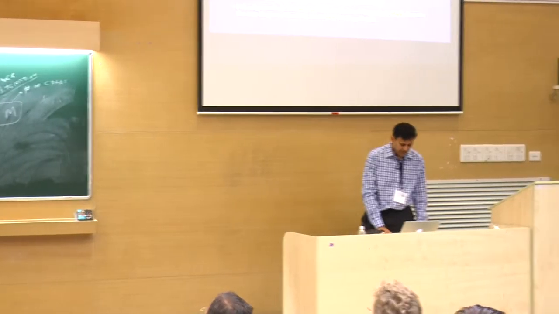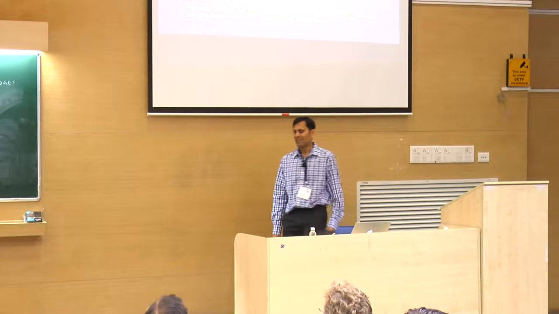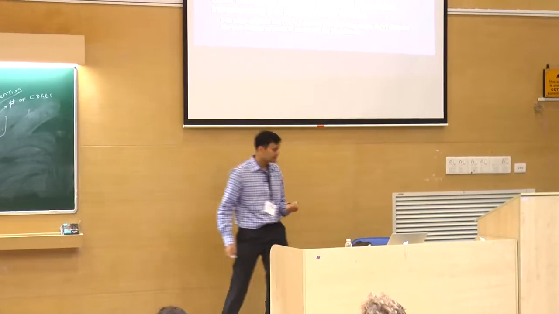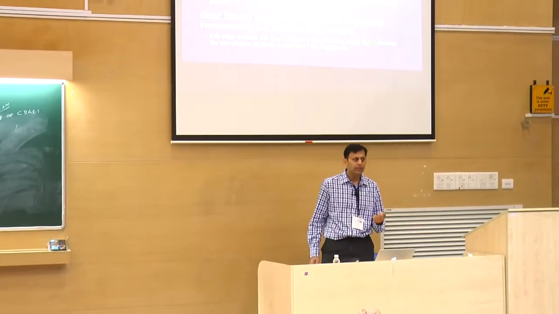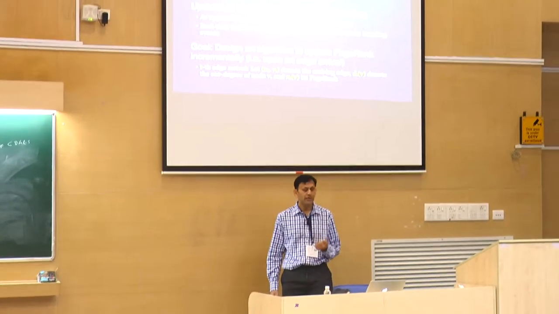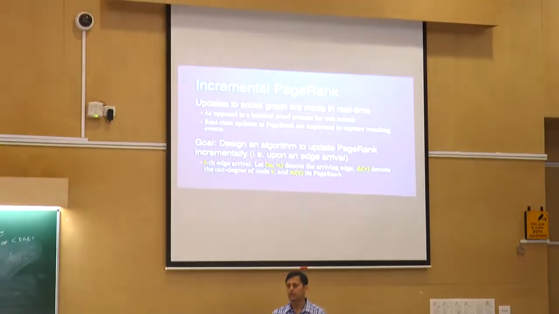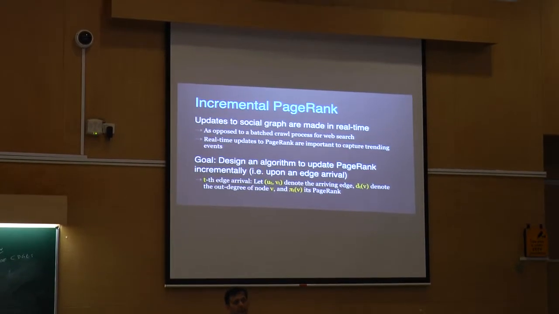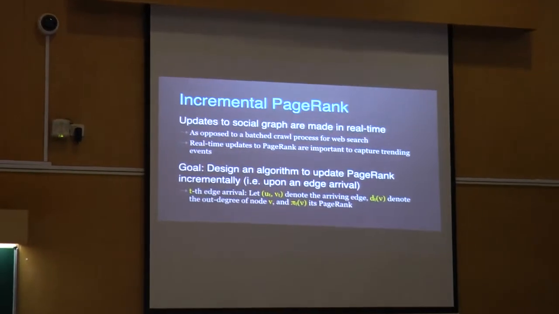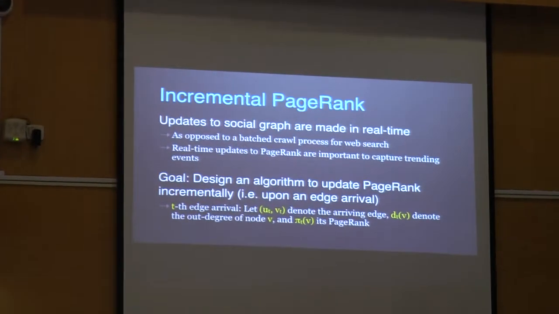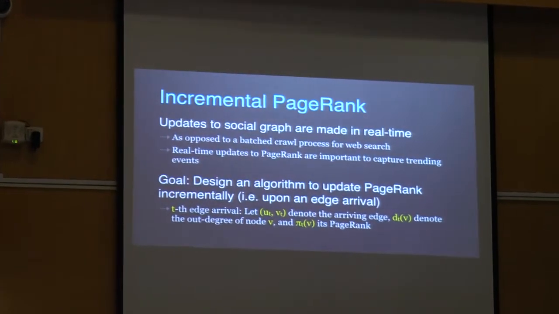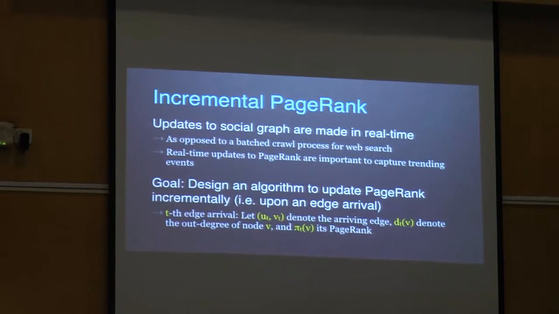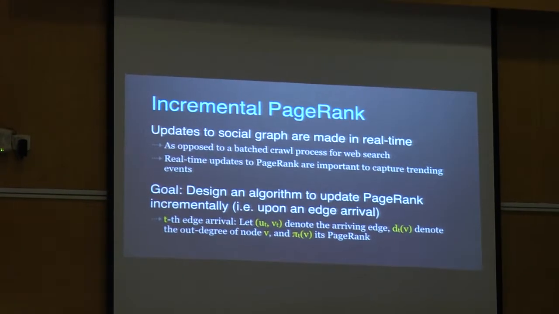So the first question is fast incremental PageRank, okay? And this is related to the question that just got asked. In something like Twitter, updates to the social graph are made in real time. A lot of you must have seen PageRank in the context of web search, where you do a crawl, get a new copy of the web, and then run PageRank on that entire copy from scratch.